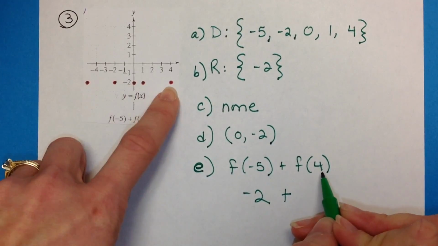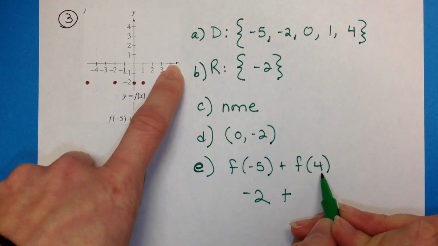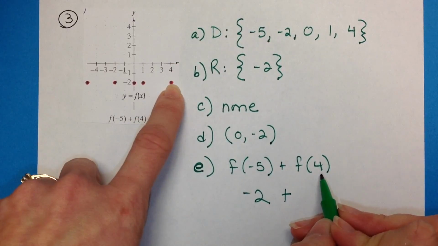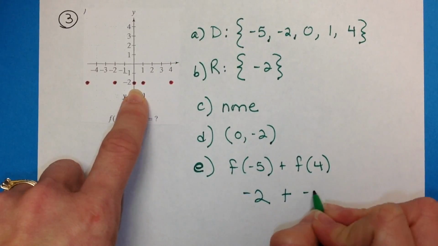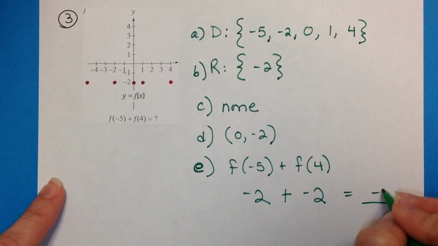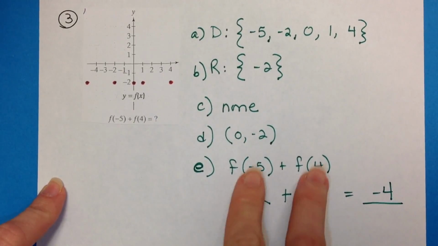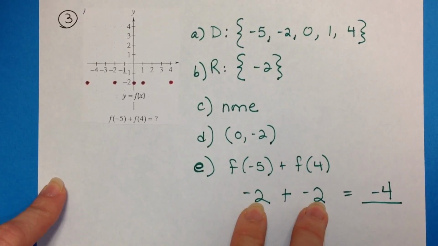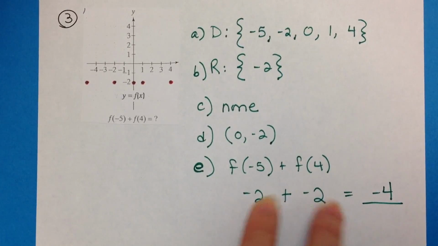Okay, f of 4. Here's my x value of 4. The y value of that point is negative 2. Negative 2 plus negative 2 gives me an answer of negative 4. So you're still finding these two parts the same way that we did earlier, but then it's just asking you to add those two things together.